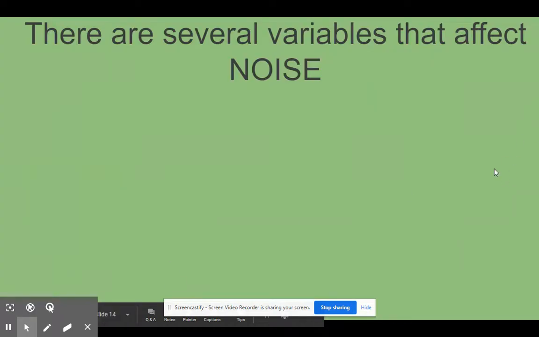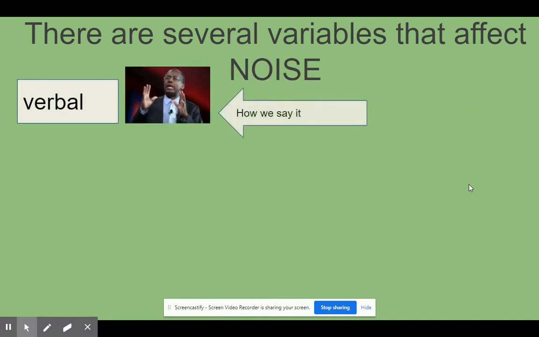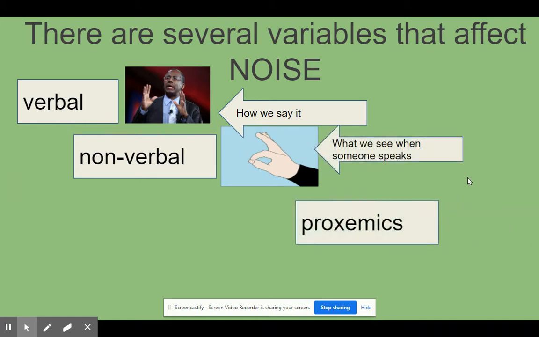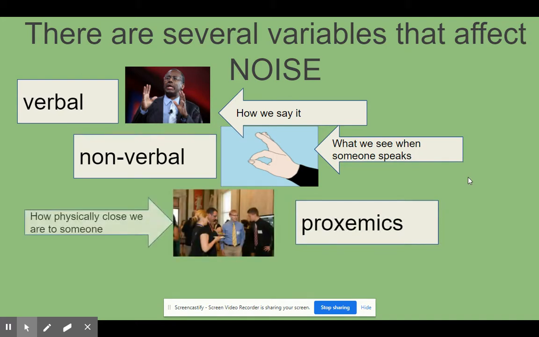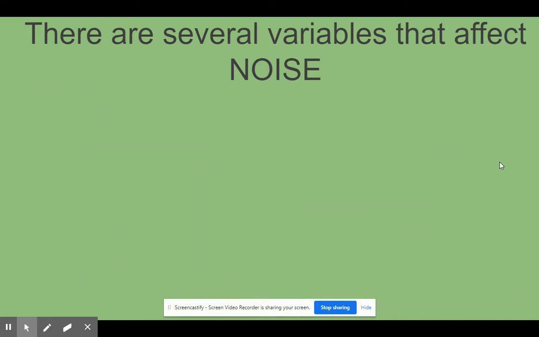What we need to know is there are several variables that affect noise. So we've got verbal, things like a person talking, how we say it. Nonverbal are things that we do with our hands, what we see when someone speaks. Proxemics, how close someone stands to each other. And external noise, which is use of other things that distract us.